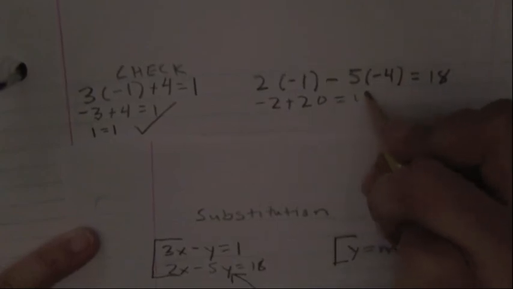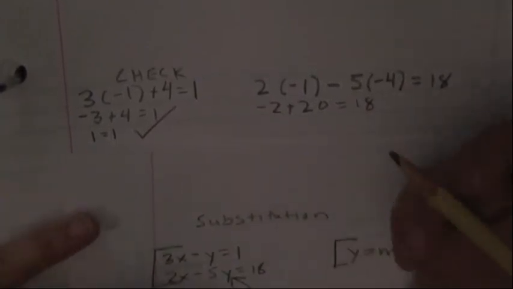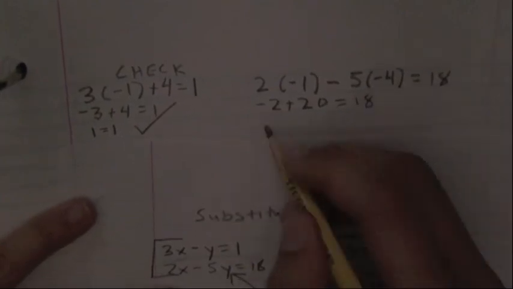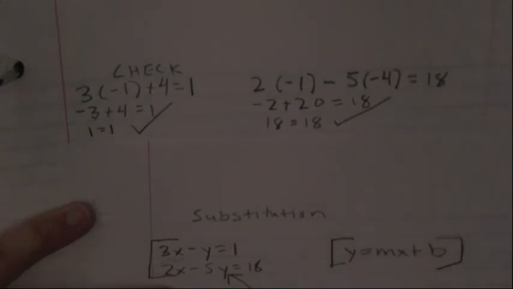We're going to take our second equation here, 2, then let x equal negative 1, minus 5, negative 4, equals 18. So then we're going to end up with negative 2 plus 20 equals 18. Then negative 2 plus 20, which is basically the same as 20 minus 2. 18 does equal 18, which makes it correct, which makes our solution of x equals negative 1, y equals negative 4 prove to be correct.